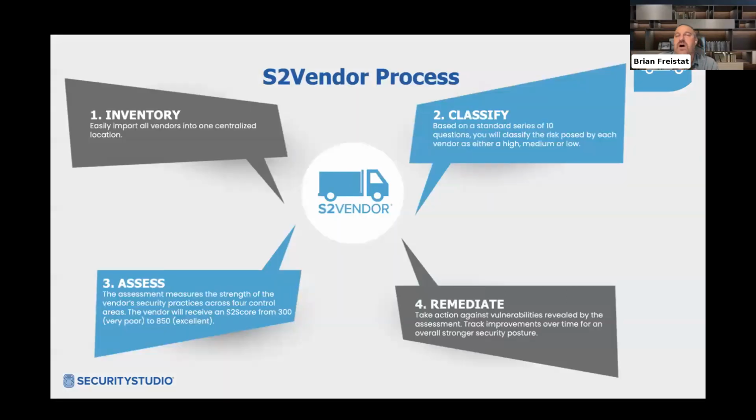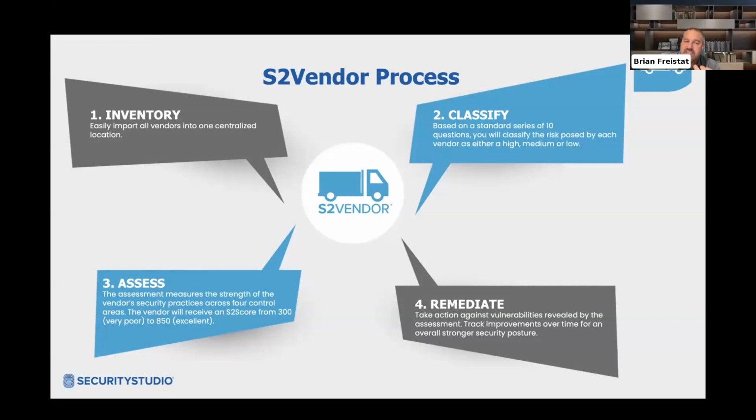So what's the process? The S2Vendor process for the inventory: we're going to easily import all your vendors into one centralized location. We're going to then classify each of those vendors. A short, quick, I think it's a 10-question assessment is going to classify if they're a high, medium, or low risk. And that will decide what type of assessment is sent out to them, right?